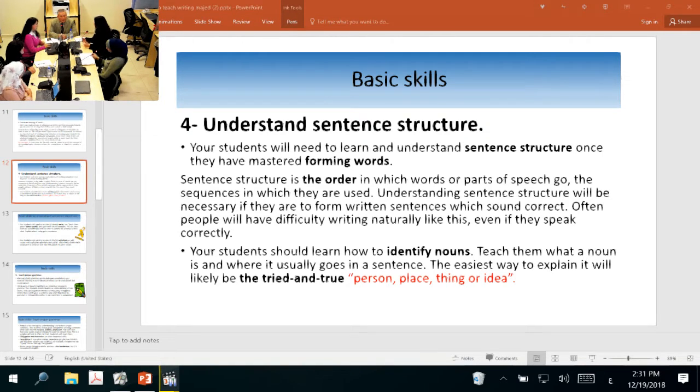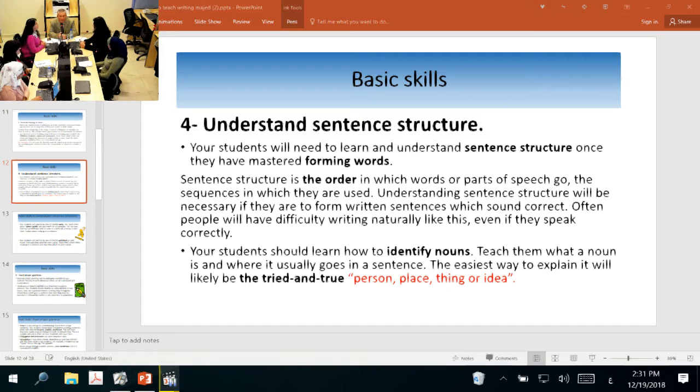We have to teach the kids or the students how to form a sentence. Understanding sentence structure will be necessary if they are to form written sentences which sound correct. Often people will have difficulty writing naturally like this, even if they speak correctly. So speaking may be less difficult than writing, but writing will help them learn listening and speaking as well.